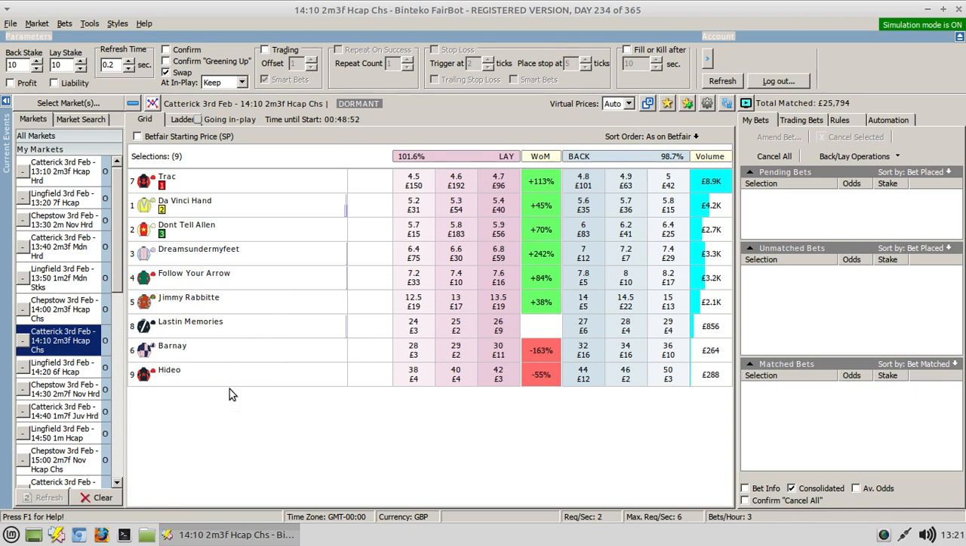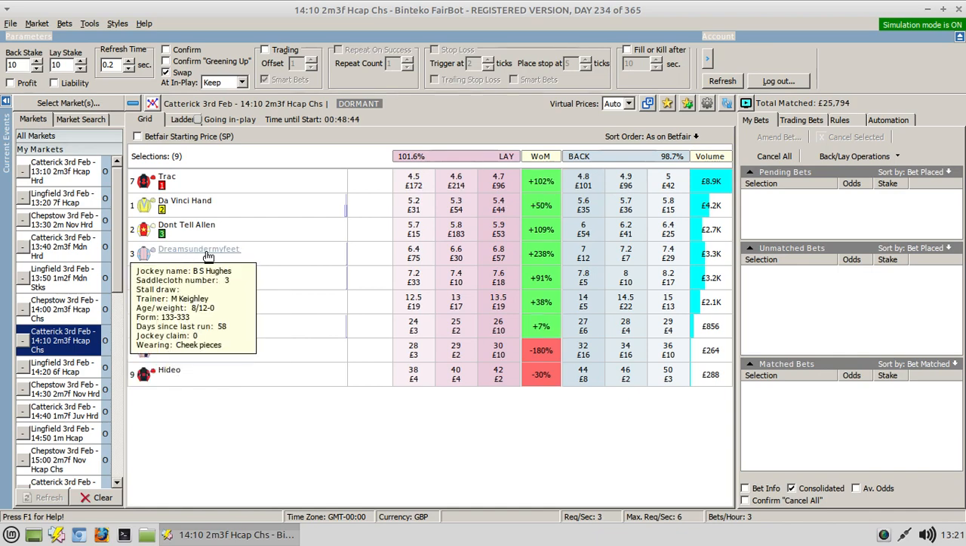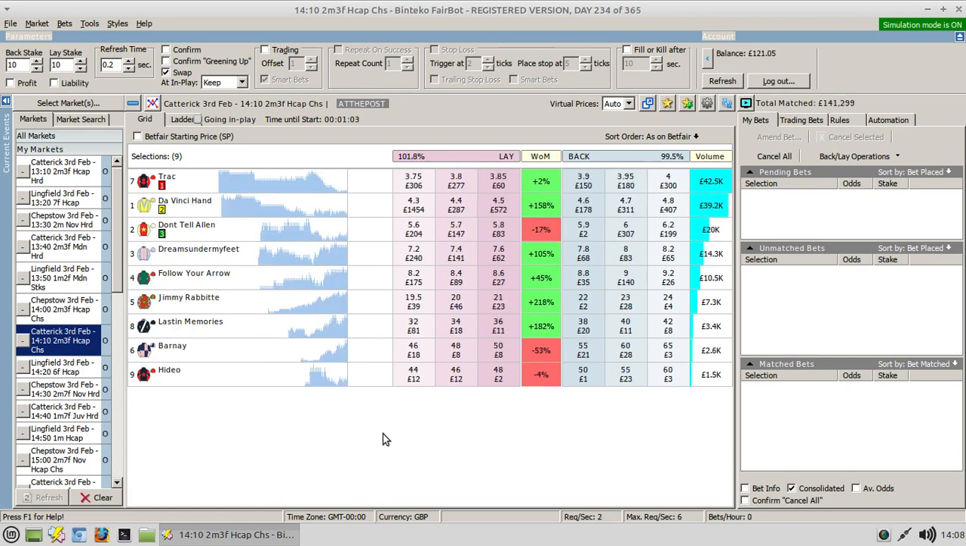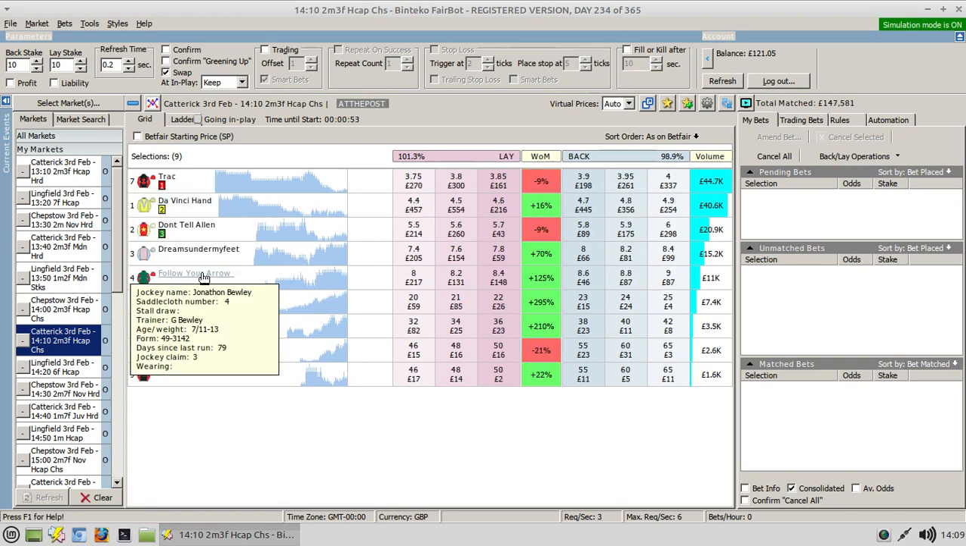Now we're 50 minutes or so out from this particular race, so we'll skip ahead and keep those ones in mind. Follow Your Arrow, Dreams Under My Feet, and Track. Okay, we're approaching the start of the 2:10 at Catterick, and if you recall, we were looking at Track, Dreams Under My Feet, and Follow Your Arrow.